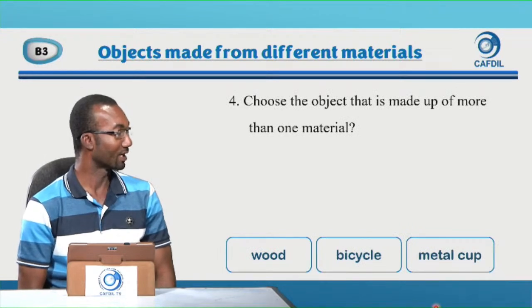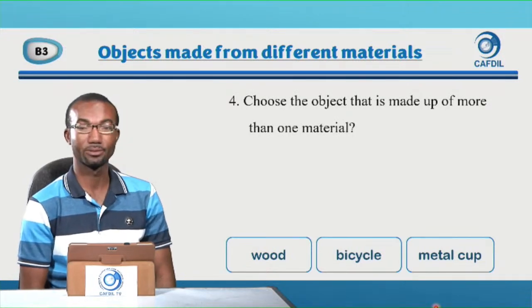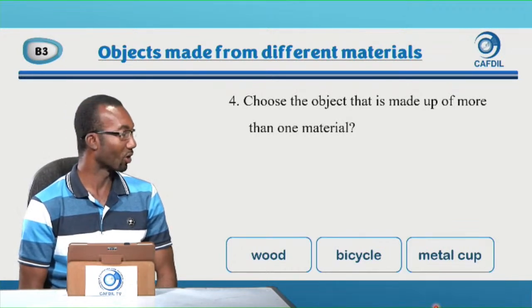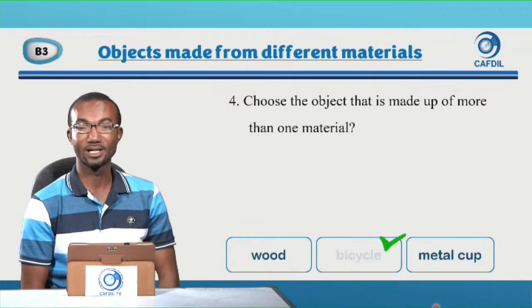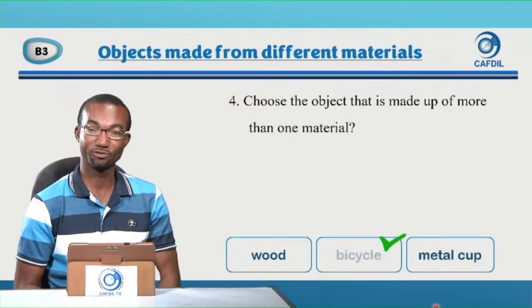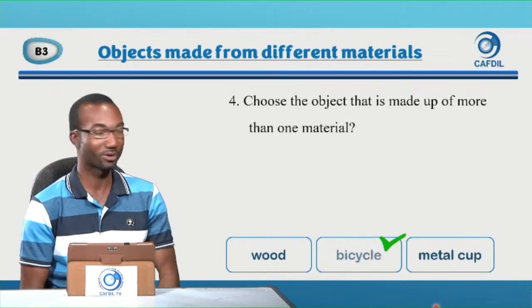Four. Choose the object that is made of more than one material. We have wood, bicycle, metal cap. Good. The answer is bicycle. Bicycle is made up of metal for the body, rubber for the tires, and then leather for the seats.